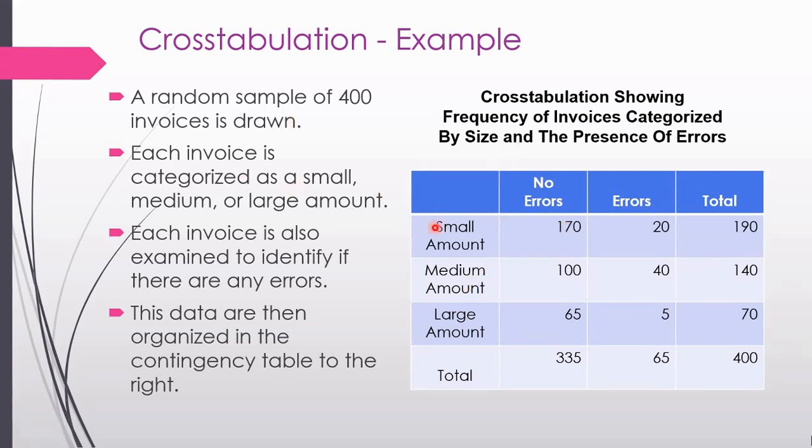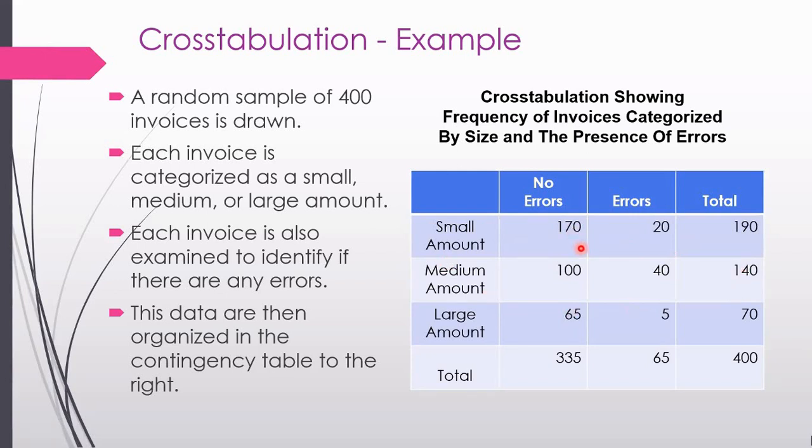Right? So now here we have two variables. One is the size of the invoices, and the other one is the status of the presence of errors. Size of the invoices is measured with small amount, medium amount, large amount. So accordingly, it is a qualitative variable, discrete, and the measurement is ordinal. For the status of the presence of errors, it is a qualitative and discrete variable, but the measurement scale is nominal.